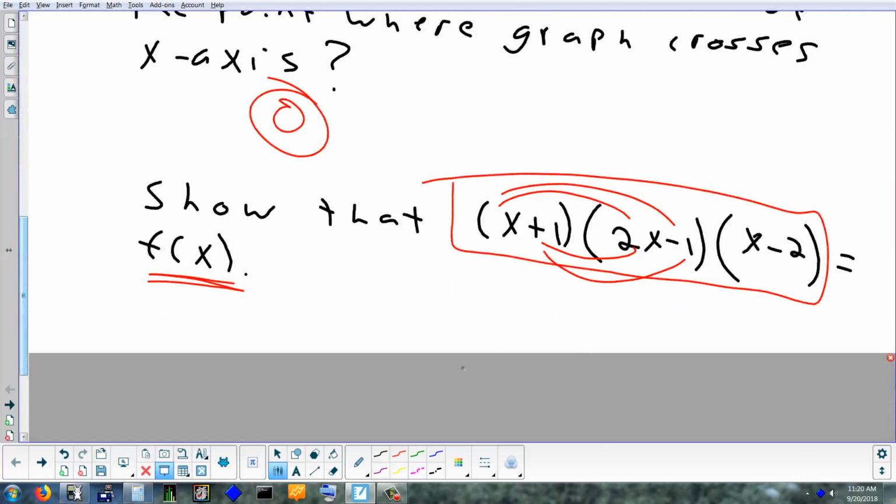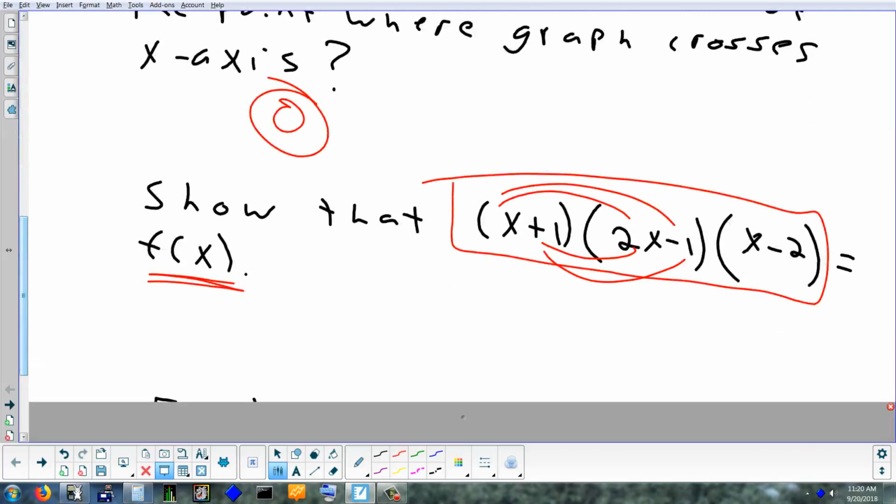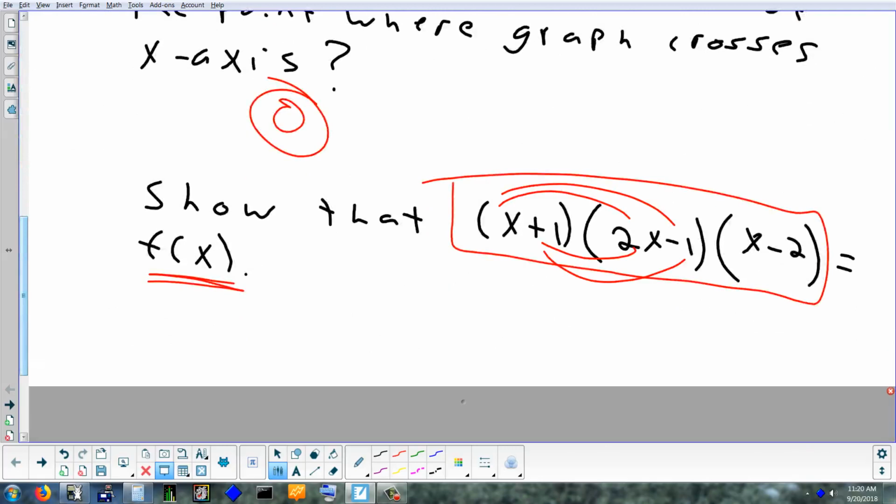So I'm going to forget about x minus 2 for now. Okay, I'm just going to FOIL the first 2. So x times 2x is 2x squared. X times negative 1 is negative x. 1 times 2x is 2x. So I get a negative x plus 2x. How much is that? Yep, x. And then 1 times negative 1 is negative 1. So that's the first 2.